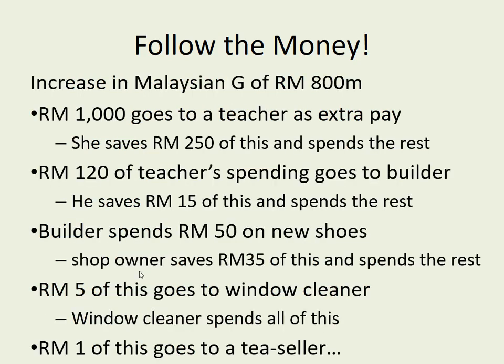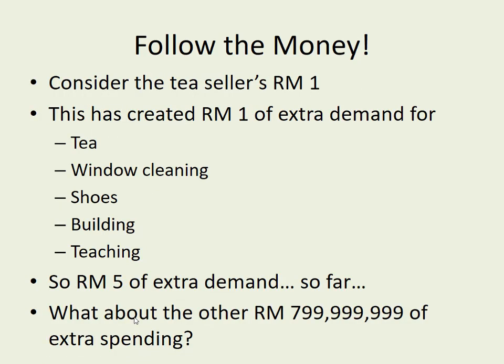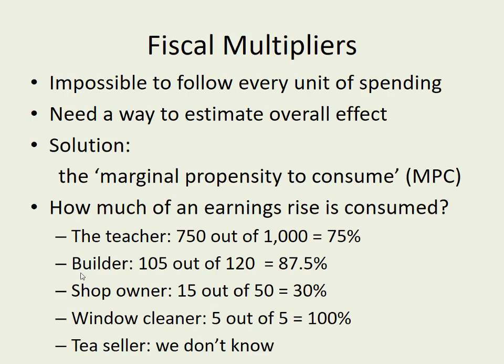Now, you couldn't really do that for every single 1 ringgit. That's just not possible, even with some smartphone technology monitoring your every move. Not yet. Thank goodness. So we need a way to estimate the overall effect statistically. And the solution is this. We use this idea of marginal propensity to consume that I showed you briefly in that diagram above. When people get extra earnings, how much do they consume? Because it's the consumption part that is then passed on to somebody else and produces more economic value, or demand for economic value.